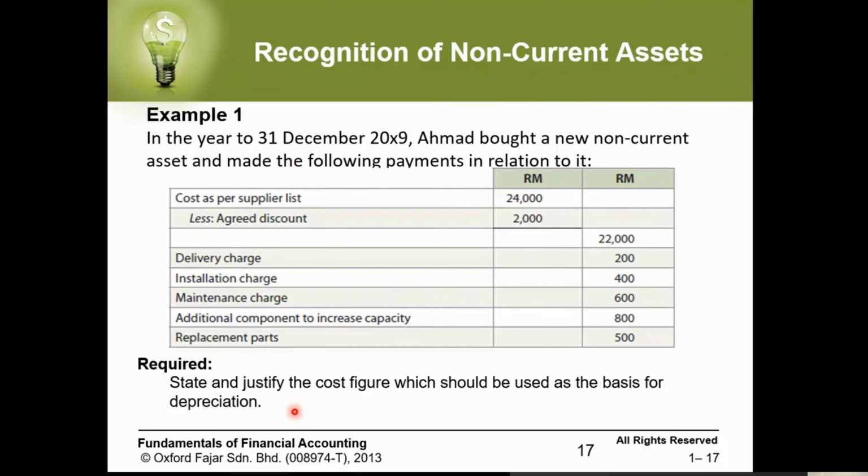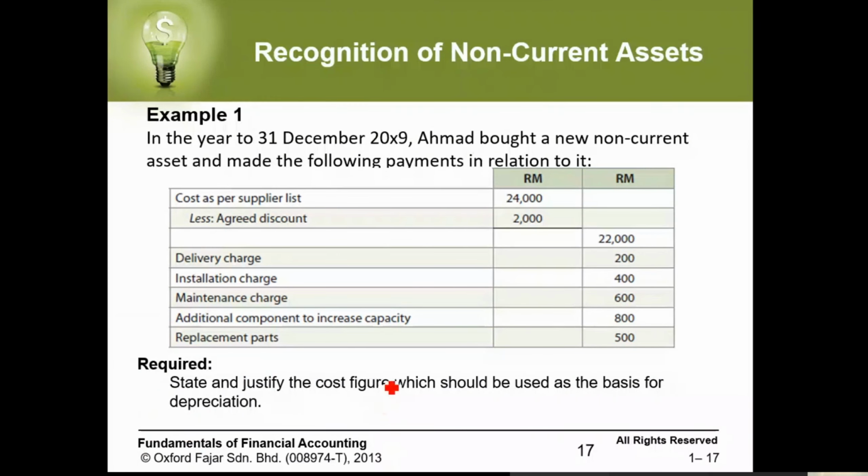Let's take this example. On the 31st December 2019, Ahmad bought a new non-current asset and made the following payments in relation to it. The cost of it is 24K, agreed discount 2,000. The delivery charges 200, installation charges 400, maintenance charges 600, additional components to increase the capacity 800, replacement parts 500. State and justify the cost figure which should be used as the basis for that depreciation. So here you need to calculate the cost of that asset.